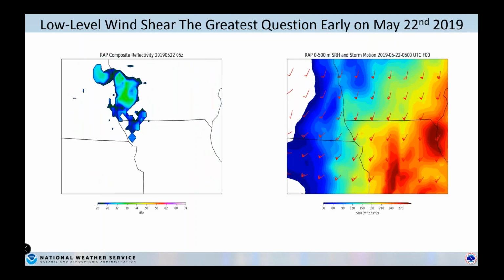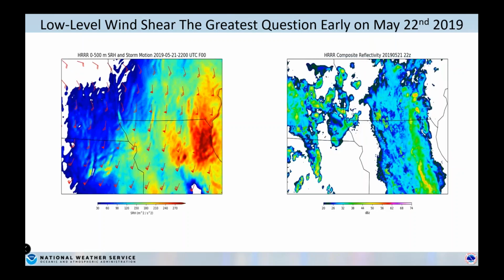So that's one thing where something like a coarser resolution model, such as the RAP, may be able to help, is that if you have spurious convection going on, it still actually may be able to maintain some of the better attributes of the environment, especially if that convection never occurs.